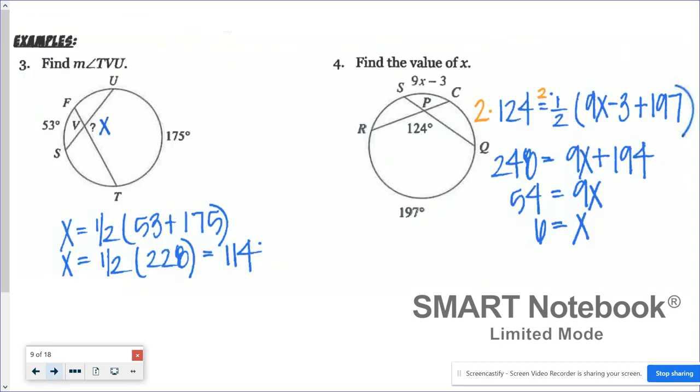And so apparently I use the angle as 1/2 the sum, but then you can see me multiplying by 2 so I can get rid of that 1/2. So 2 times 124 is where I'm getting 248. 9x minus 3 plus 197 would be 9x plus 194. I'm solving a really simple algebra equation here. I get that x is 6, and that is what they wanted me to find.